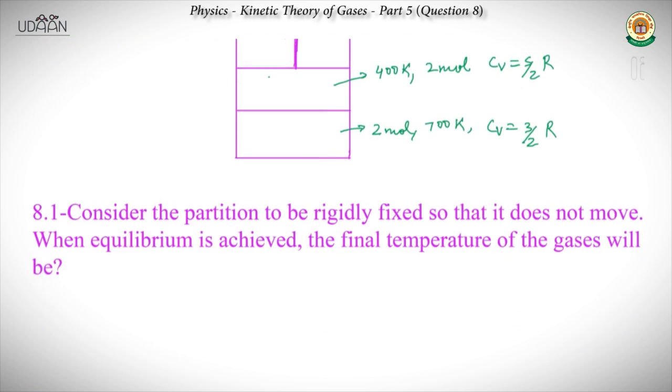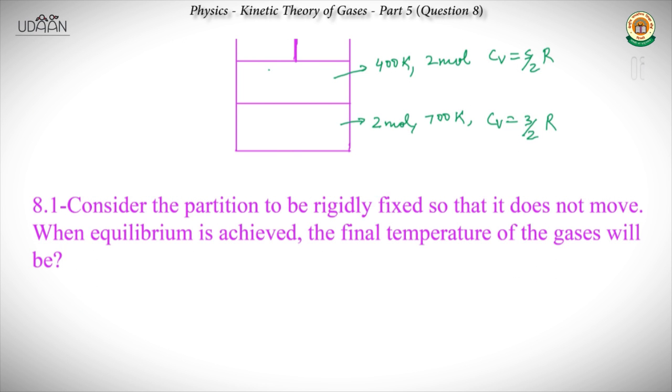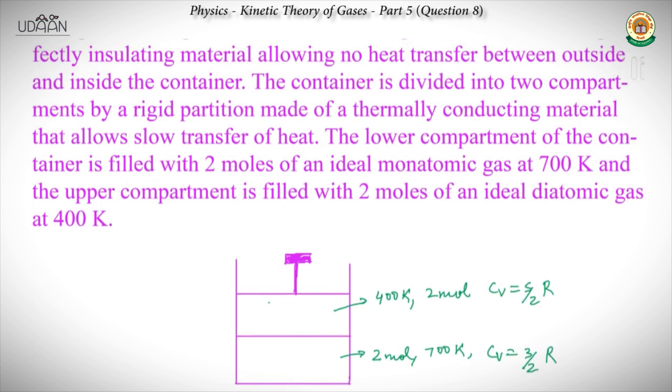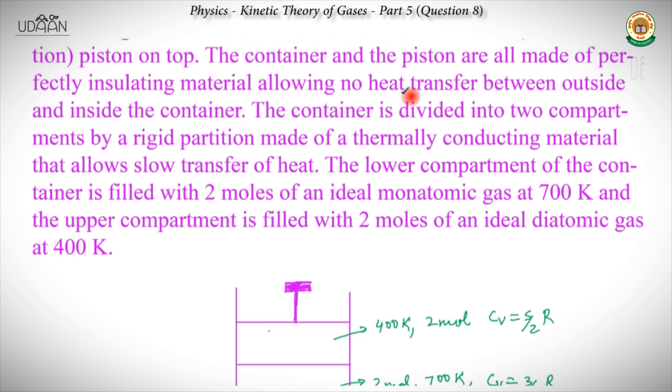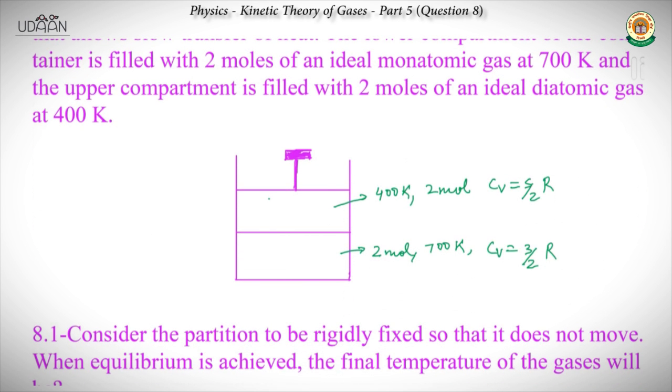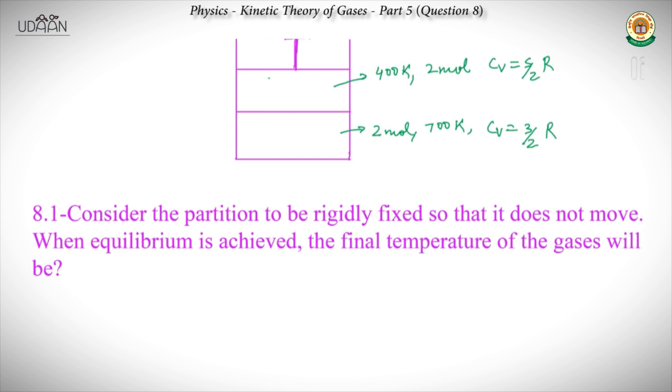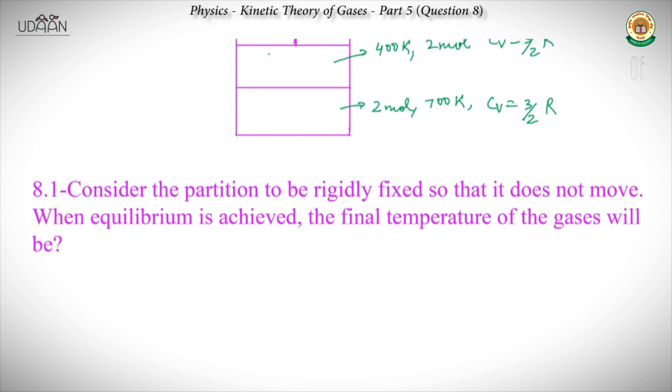So using these concepts we move on, and one thing more we note is that it is completely insulating and no heat transfer between outside and inside of the container. Right. So whatever heat this would give, only the upper compartment can take, and vice versa. So since this is at the higher temperature, we expect the temperature of this to increase and this to lose its heat. Now let's see how that will happen. It will happen by a constant volume process.